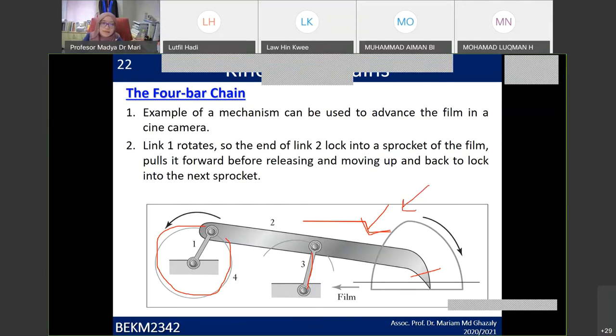So what happens is that when this moves, because of this, it's going to rotate left and right. This lever here will actually move left and right, or you can actually move it upward. So this is a film. It's going to read and write or play the video or play the sound. This is where it will read whatever you have saved on the film. If you see here, it pulls forward for releasing and moves up and back to lock. Actuators. So this is the mechanism used in a film.